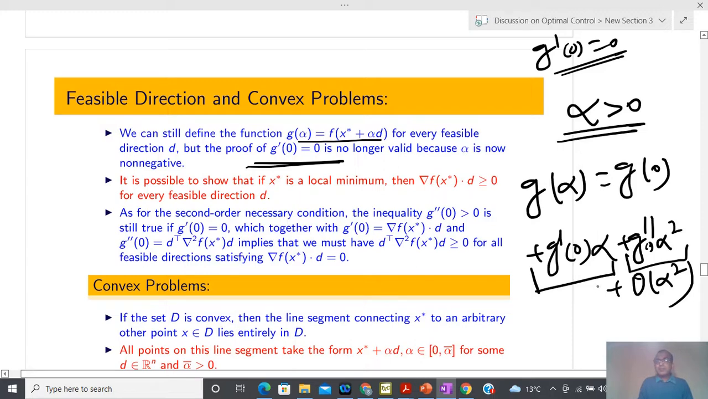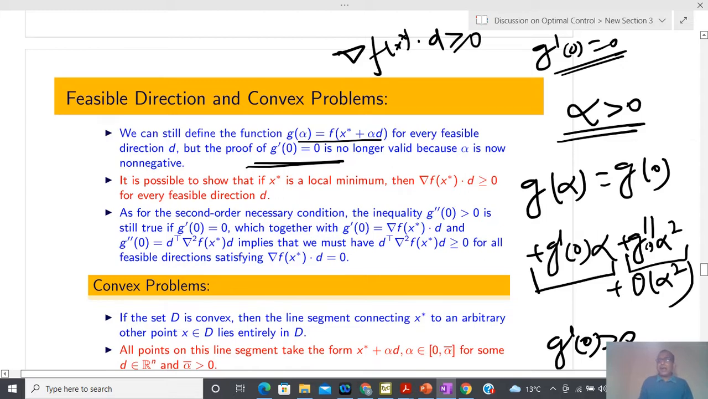So I have to make sure that G dash 0 and alpha, okay, so this whole quantity... you can see that one more thing, that alpha is greater than 0. So I have to assume that G dash 0 should be greater than 0. Okay, and whenever I am assuming G dash equal to 0, G dash I have defined like this: delta F x star and inner product D. So that should be greater than or equal to 0.